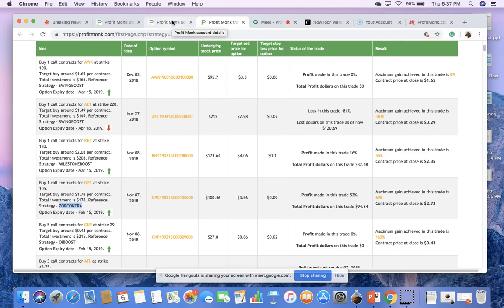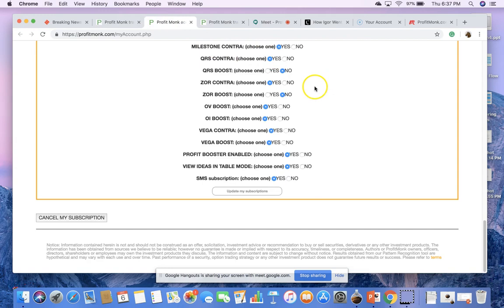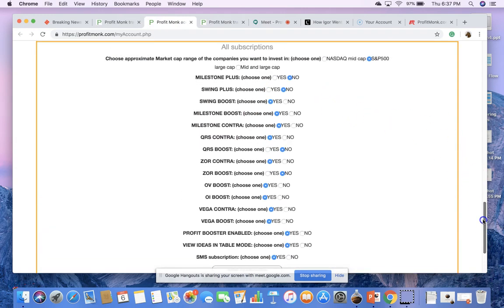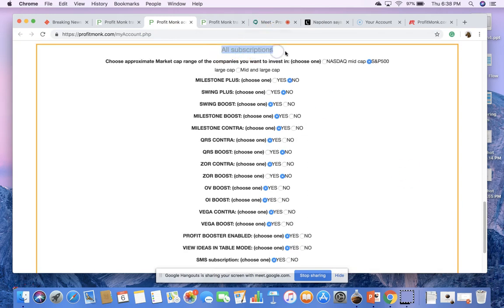So if you go to the settings page, account settings page, and you go towards the all subscription section of the settings page, and then when you see these strategy names, milestone plus, swing boost, and so on, all the way to Vega boost, depending upon what you have selected, whether it's a yes or a no, the custom strategy page is built as a combination of all the yeses.